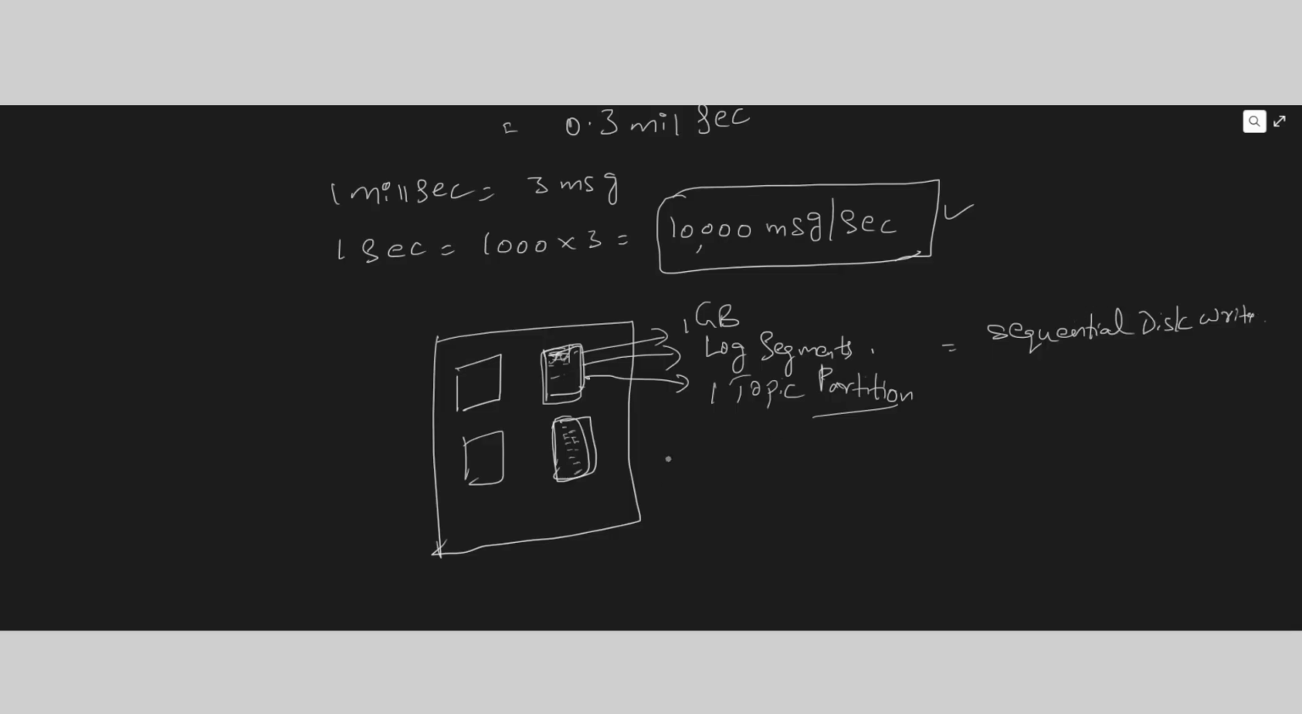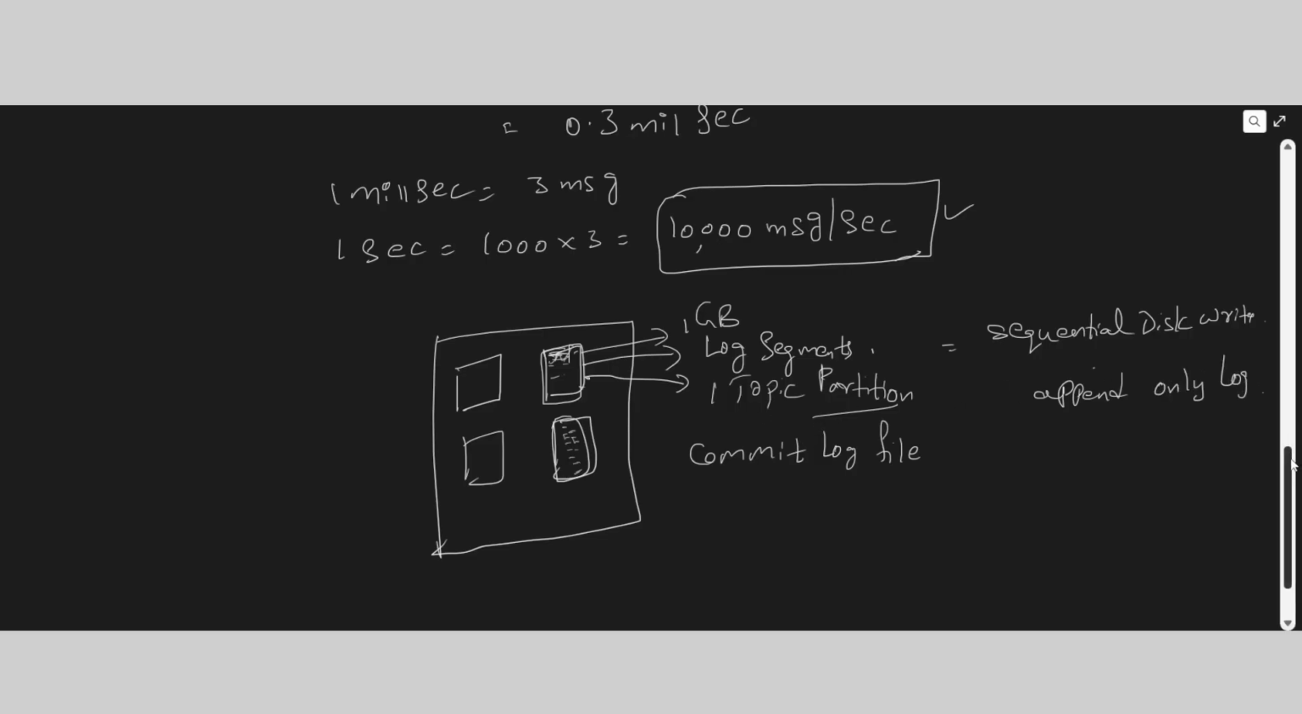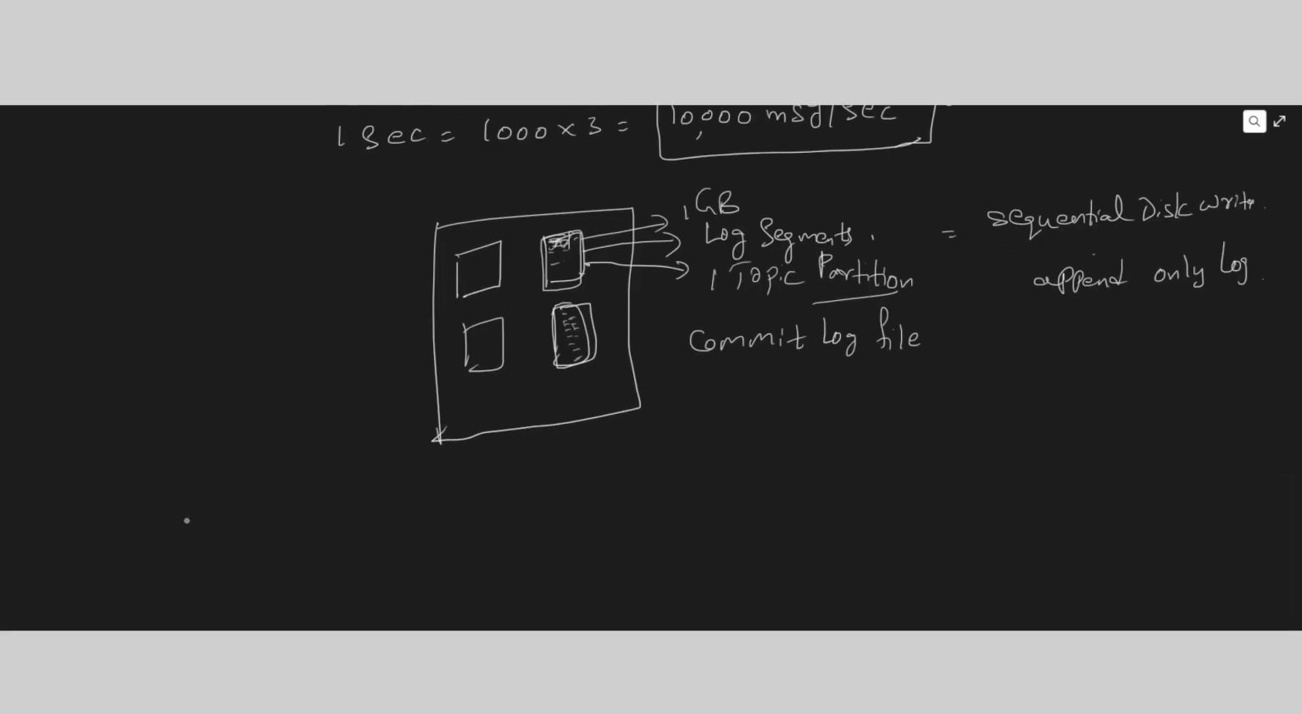This file is called the commit log, and you can also call it an append-only log. This is how Kafka manages to insert messages into the disk. Now, instead of one message, what Kafka does is club multiple messages, for example, 1000 messages into one batch.